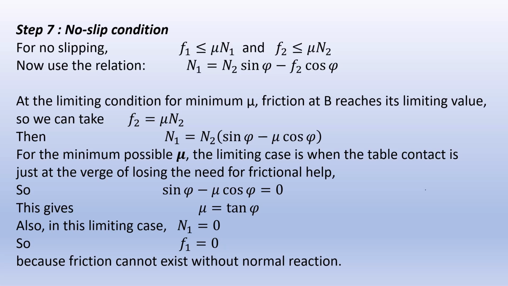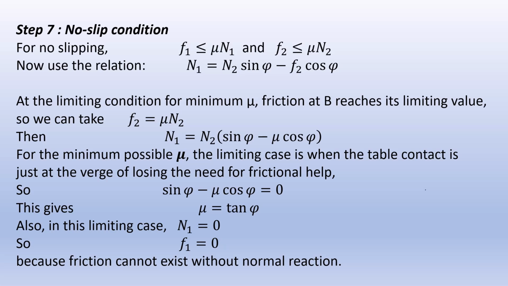For the minimum possible value of mu, the table contact is just about to lose the need for frictional support. That means this becomes the limiting case. So we take sine phi minus mu cos phi is equal to 0. And from here we immediately get mu is equal to tan phi. Also, in this limiting case, the normal reaction at the table contact becomes 0. That is N1 is equal to 0.